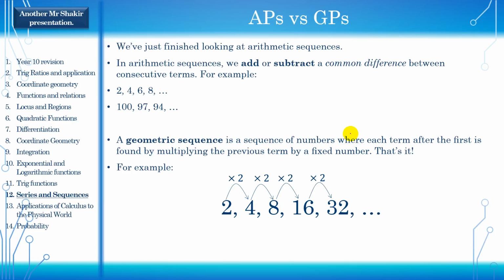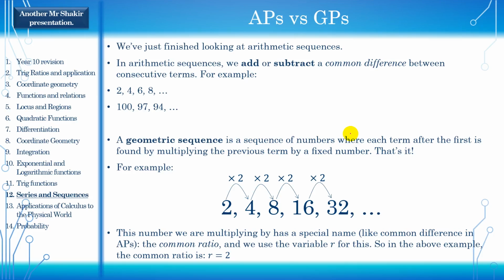This pattern will continue. Now, this number we are multiplying by has a special name. So we are multiplying by 2, right? This has a special name. Like, you know how when we're adding 2 in arithmetic sequences, we call that the common difference? Well, in geometric progressions, the number we are multiplying by is called the common ratio. And we use the variable r for this. So in the above example, the common ratio r is equal to 2. We're multiplying by 2, so r is 2.